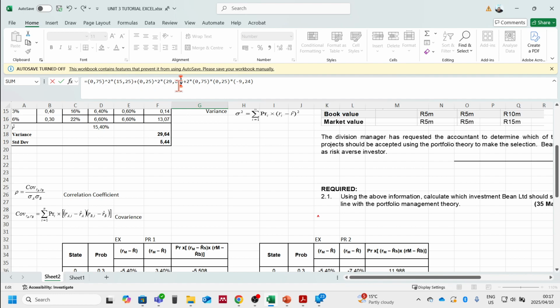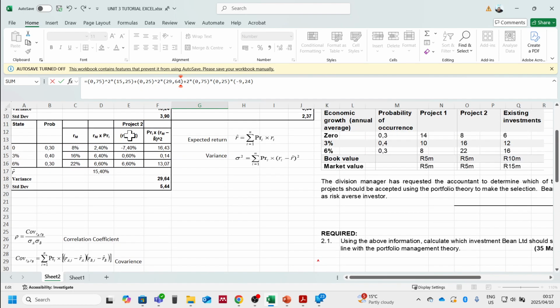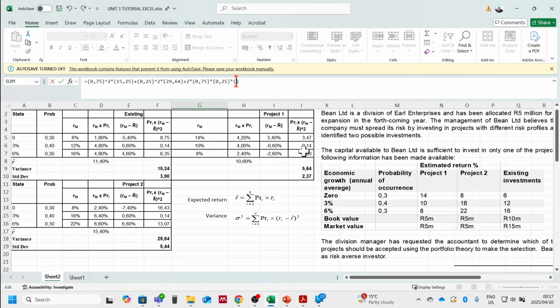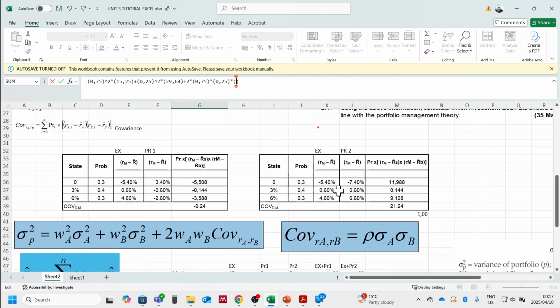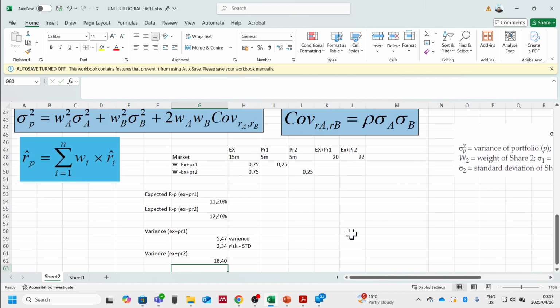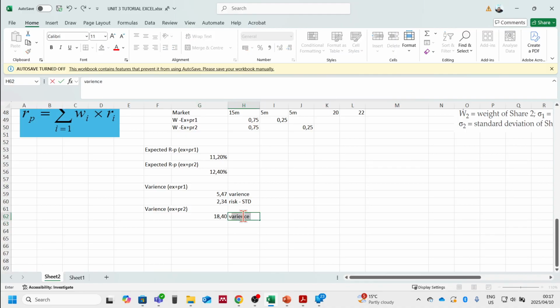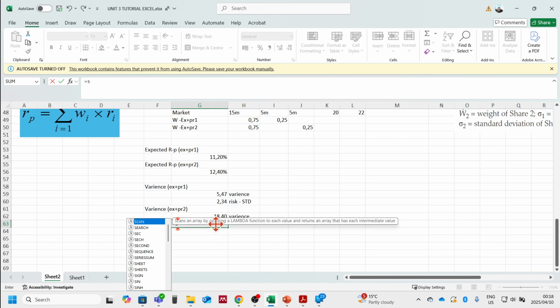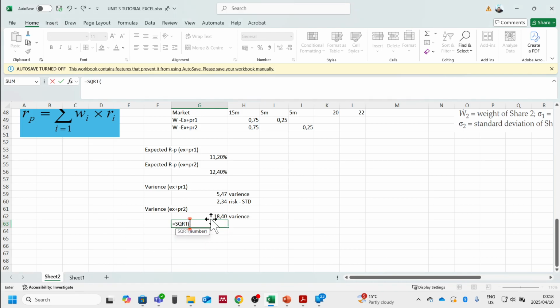So this is the variance of project number 2. And then over here, we also need the covariance. The covariance for these two projects is sitting at 21.24. So I've got 21.24, and then we can calculate. This will give us a total variance of 18.4%, and therefore we can calculate the square root, which is going to give us the risk.